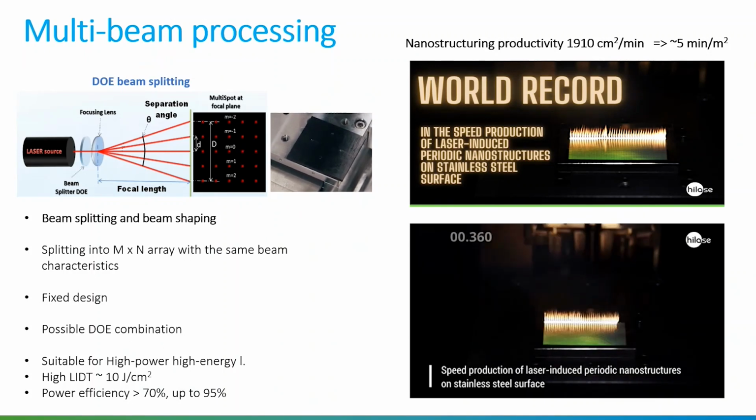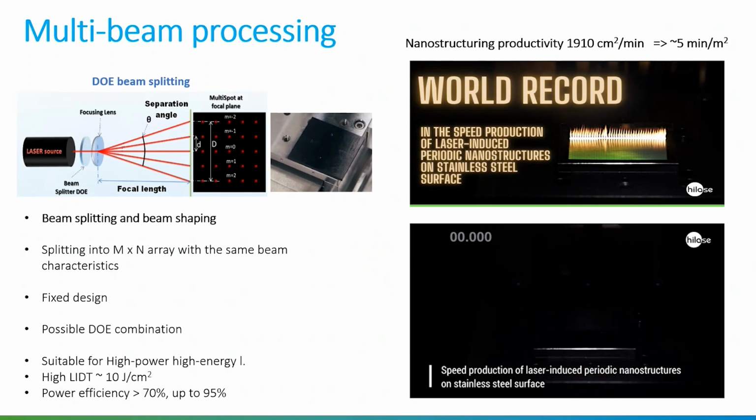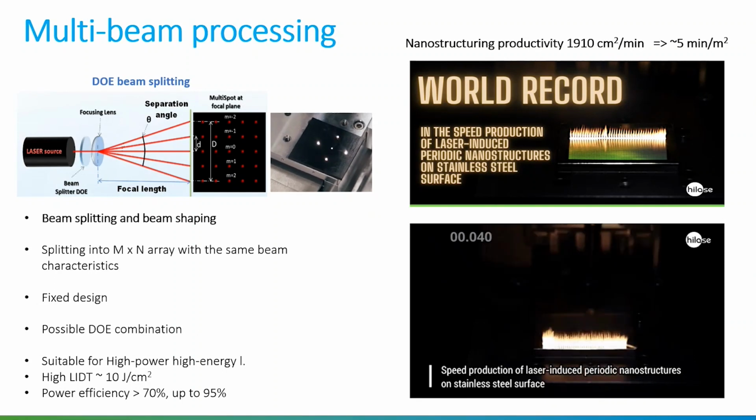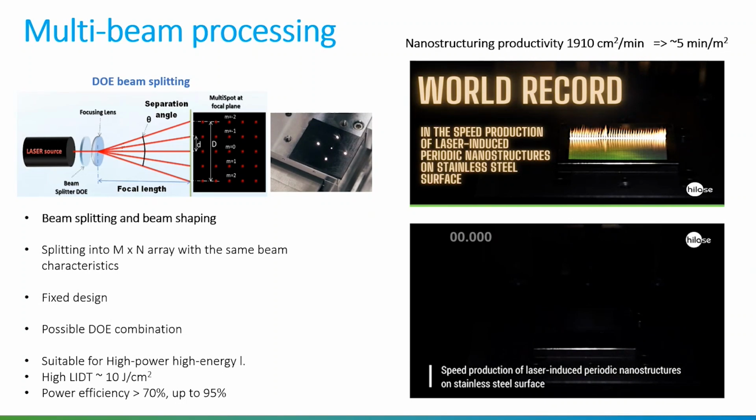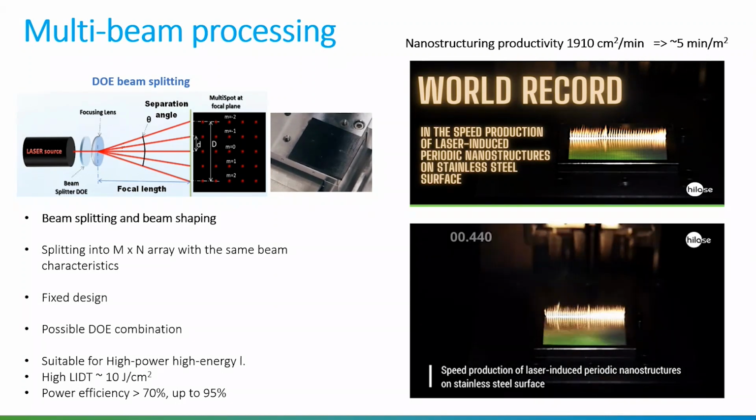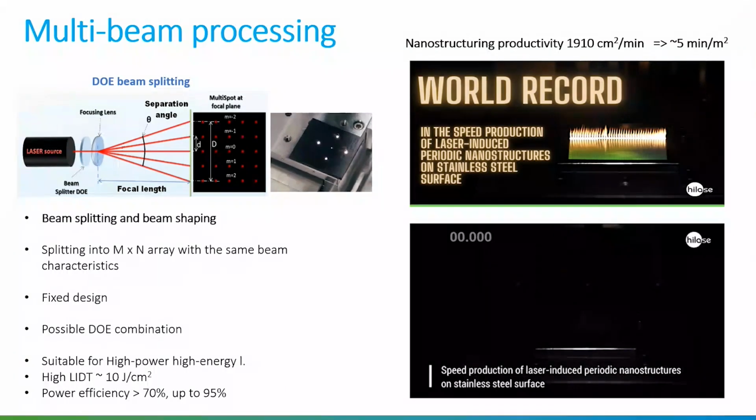Here you can see that we moved from 2.5 years per 1 square meter to just 5 minutes in this case. So quite significant improvement. And another record was connected with the number of beams which we were able to use for simultaneous nanostructuring, and it was more than 40,000 beams at once. So you can imagine it was quite significant improvement compared to a single beam approach.